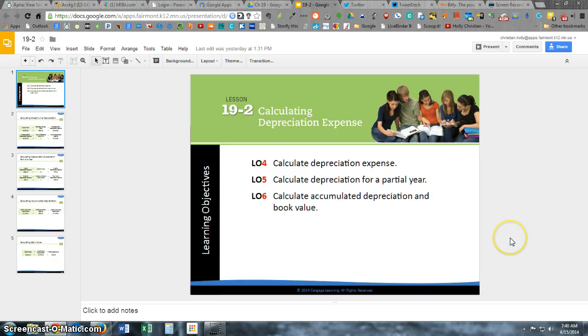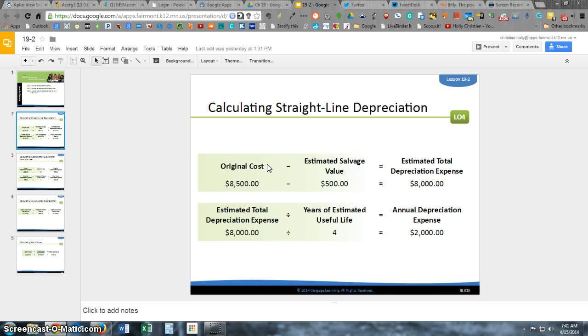Section 2 of Chapter 19 is going to be talking about calculating depreciation expense. And in this section, we are dealing with straight line depreciation. You'll see that in your text on page 589 as you're reading through the chapter. As we go through, there will be different types, but straight line is the easiest and most straightforward. We've done this before, so it's a little bit of a review.